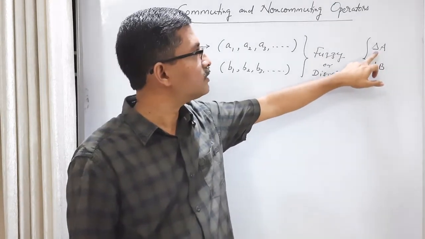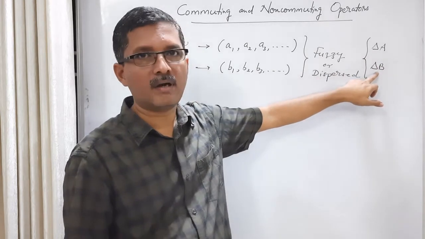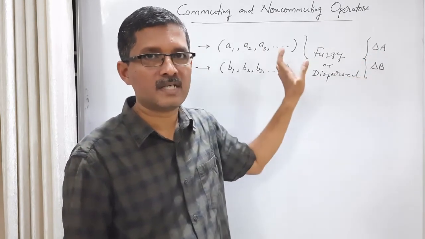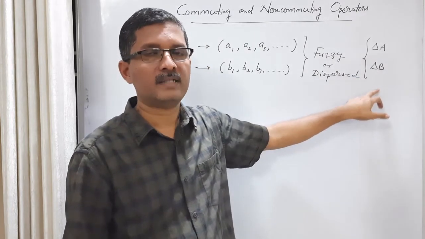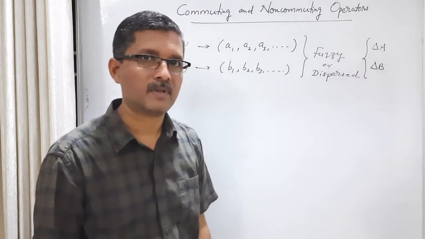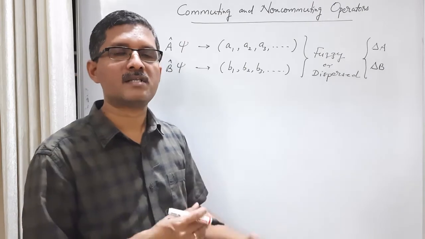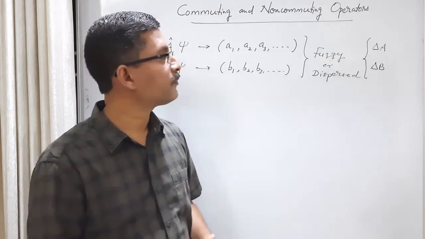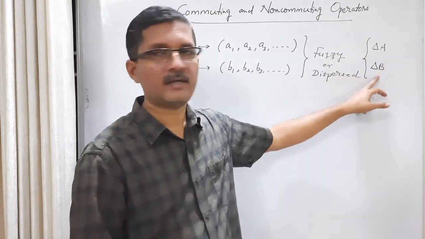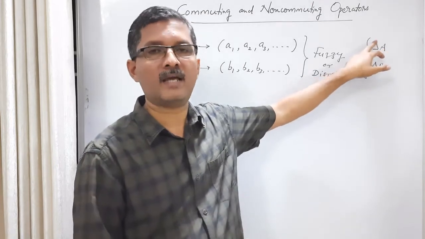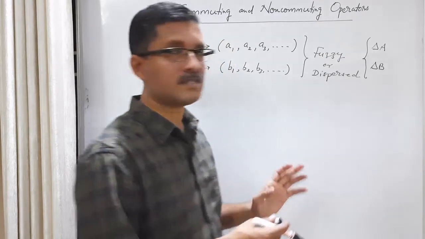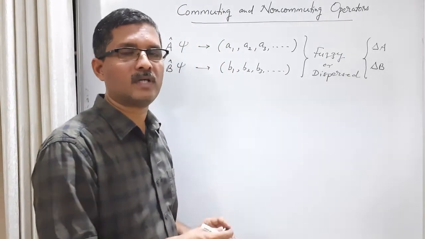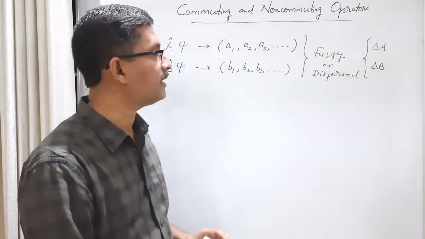Since both delta A and delta B are measured in the same state psi, there is a correlation between delta A and delta B. And this is called the uncertainty relationship. So in this case, there is an uncertainty relationship between delta A and delta B, the spread in A and the spread in B. Okay. What is this uncertainty relationship? We will write down that uncertainty relationship a little later.